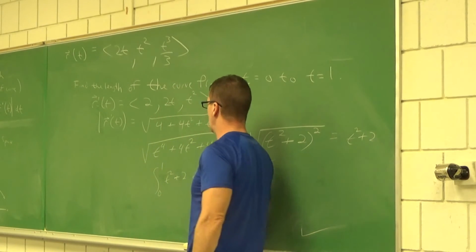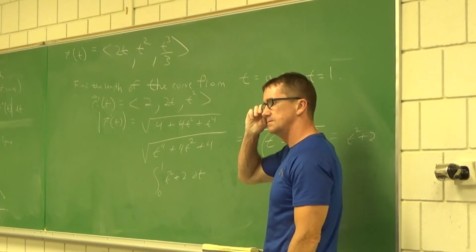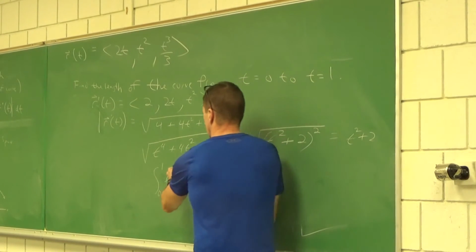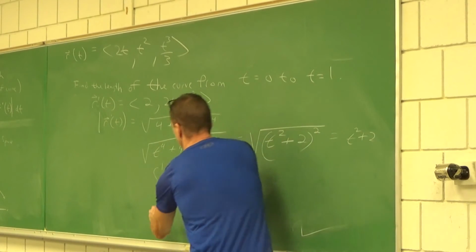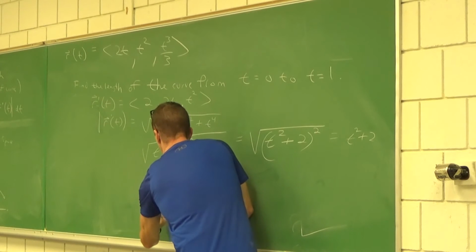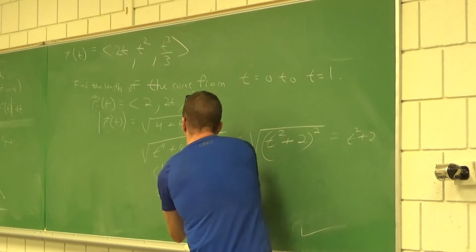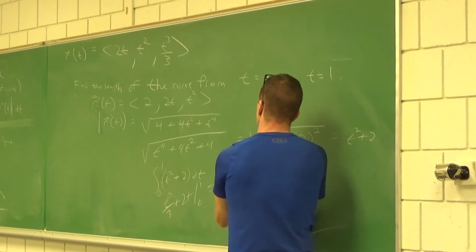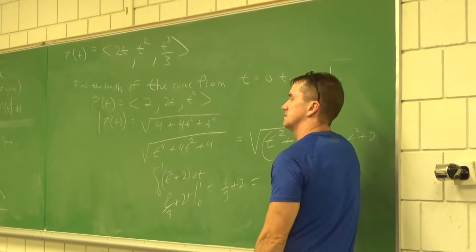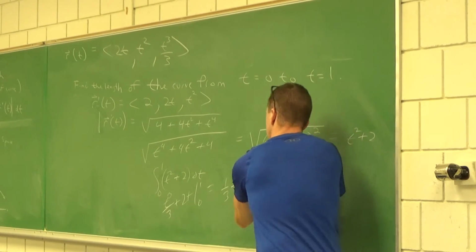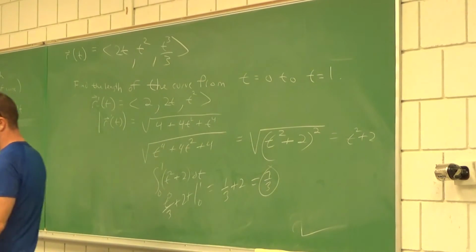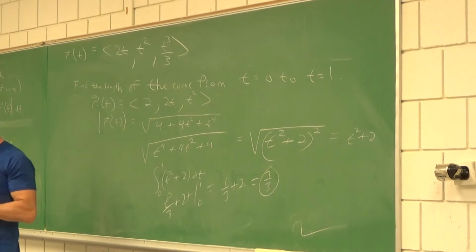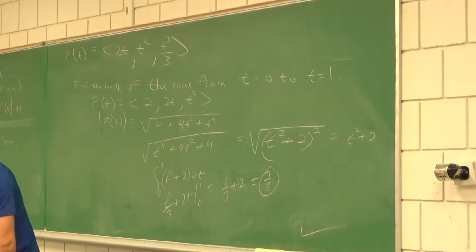This is the first time we got a problem with no radical. No radical in there. What's that become? 1/3 t cubed plus 2t, from 0 to 1. 1/3 plus 2 is 7/3. Great job at that. We'll now do 13.4.